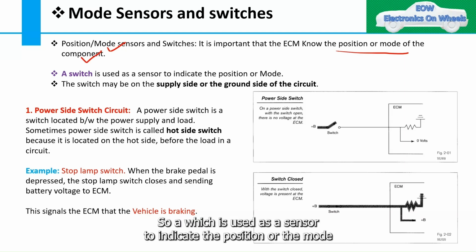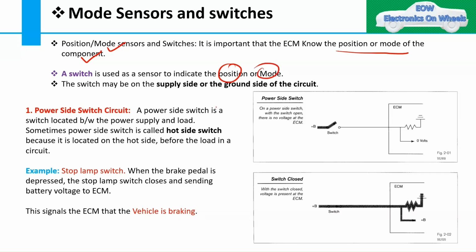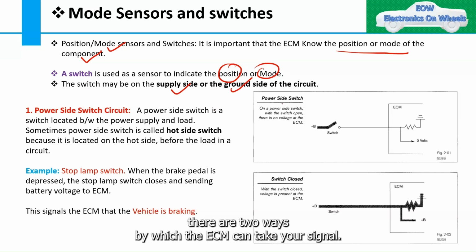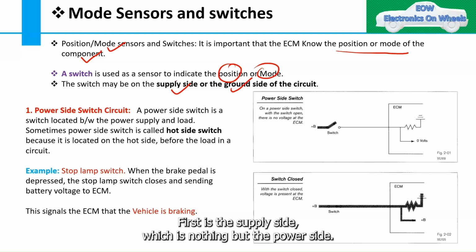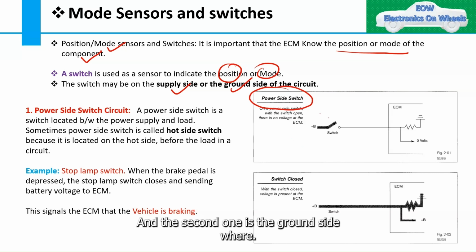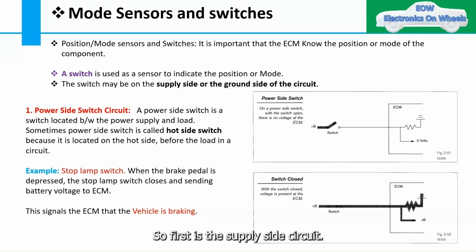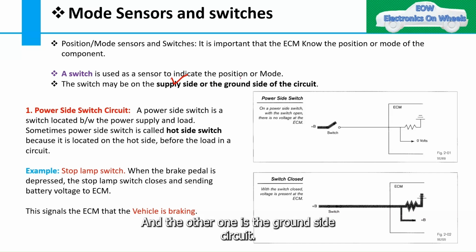So what does it mean? A switch is used as a sensor to indicate the position or the mode. A switch may be used on the supply side or the ground side of the circuit. So there are two ways by which the ECM can take your signal. First is the supply side, which is nothing but the power side, and the second one is the ground side. There are two ways by which the ECM can understand the switch condition or the component condition. First is the supply side circuit and the other one is the ground side circuit.